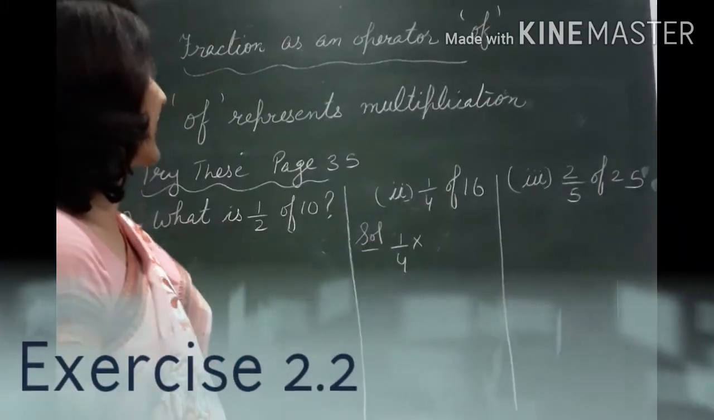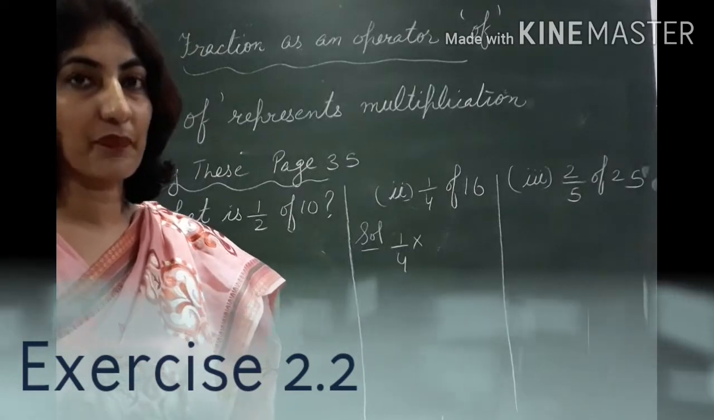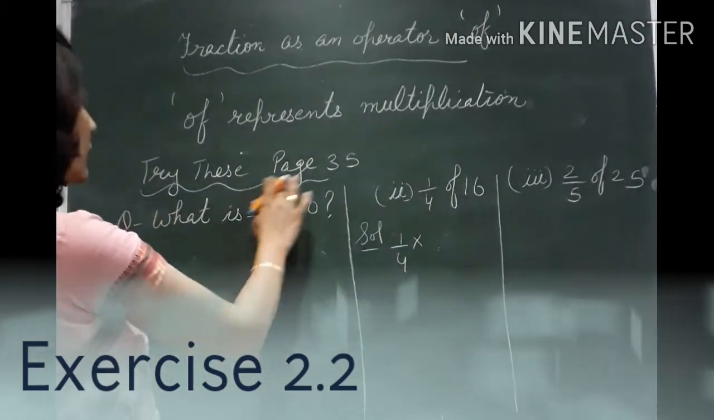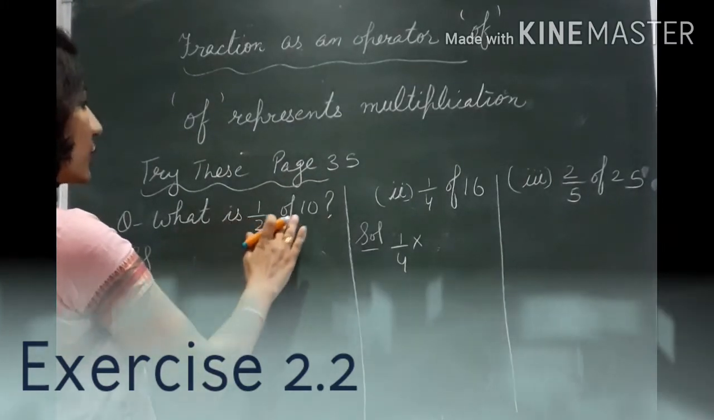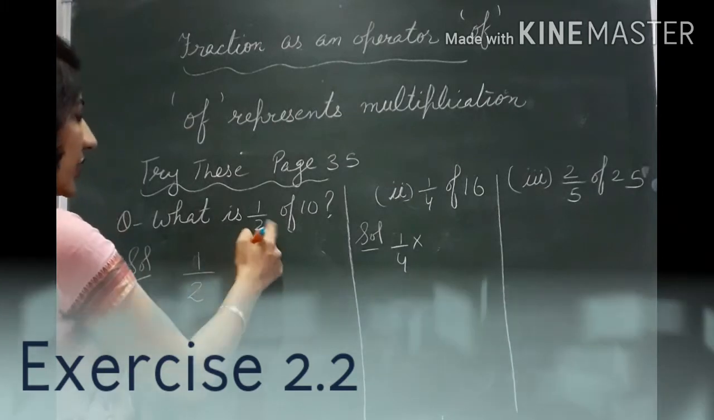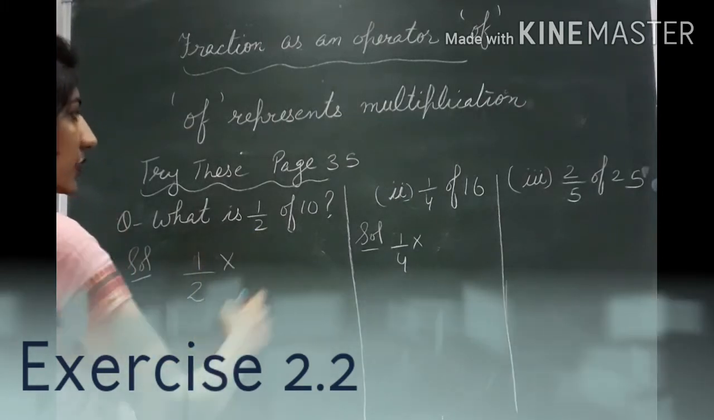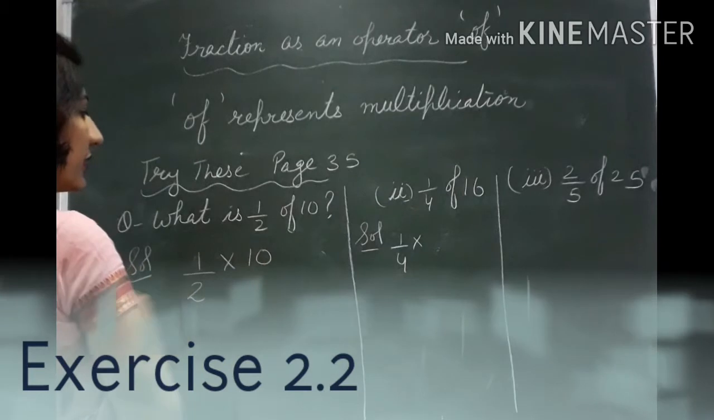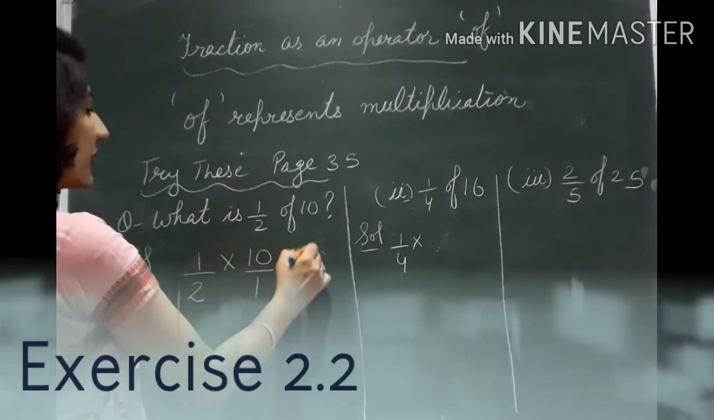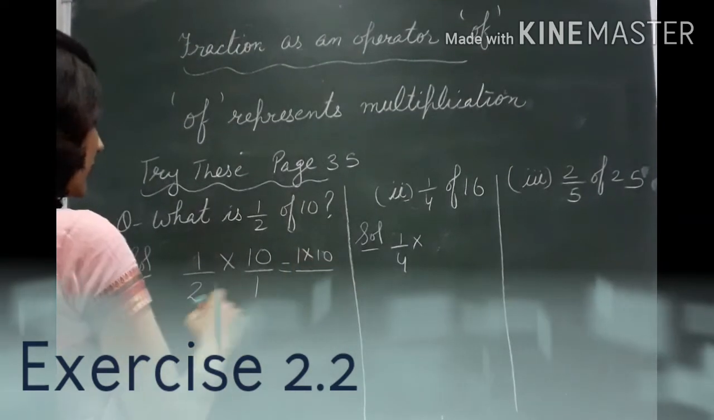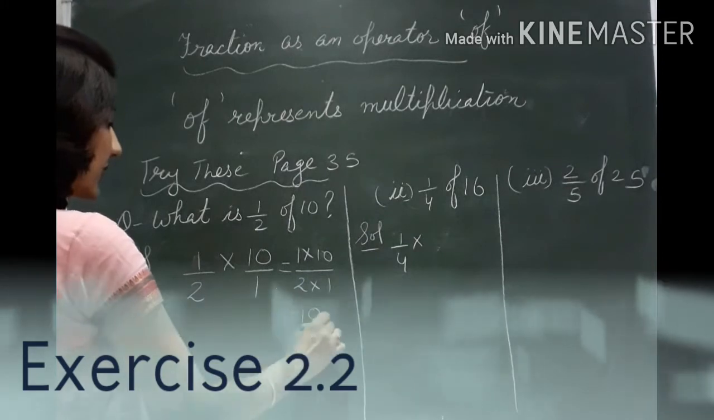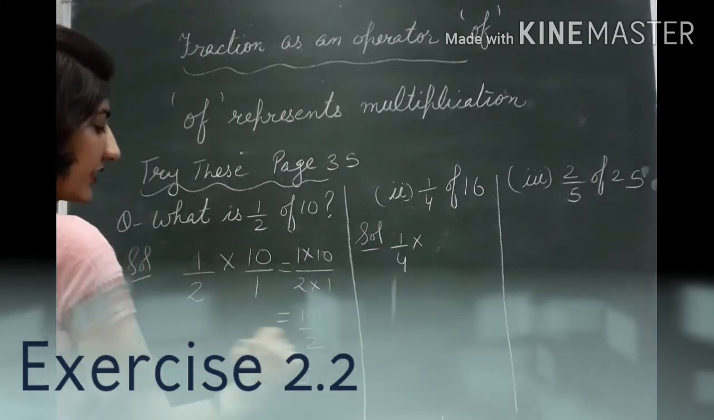Next topic is fraction as an operator of. Of means multiplication. The questions are given like this. Try this on page 35. What is 1 by 2 of 10? So what I will do, 1 by 2, in place of of I will put multiplication sign. 10 is a whole number, I will write 10 upon 1. Numerator multiplied by numerator, 1 into 10 upon denominator multiplied by denominator, 2 into 1. That is 10 by 2, which is equal to 5.